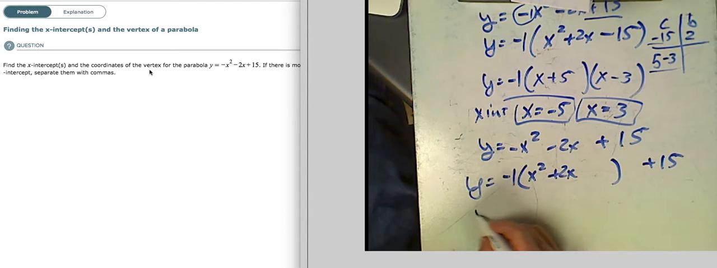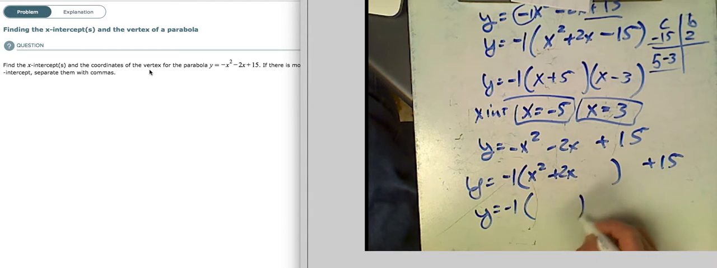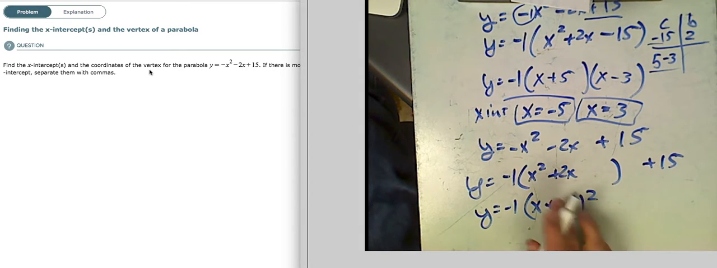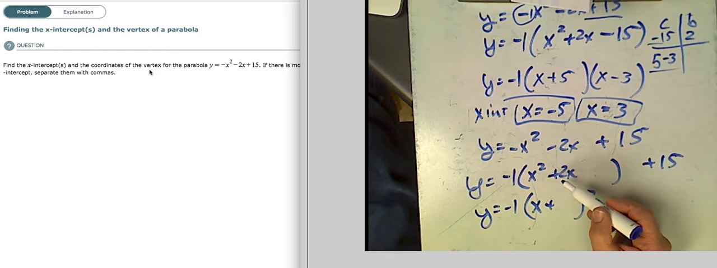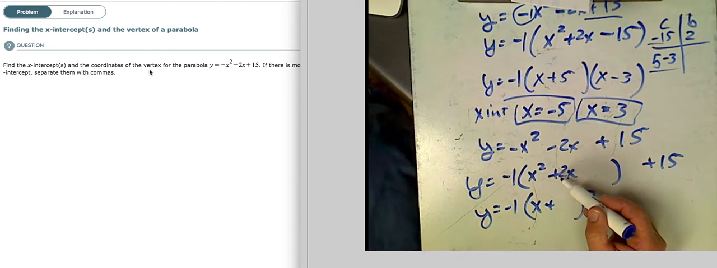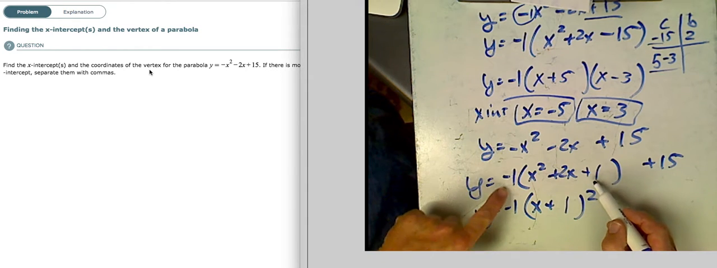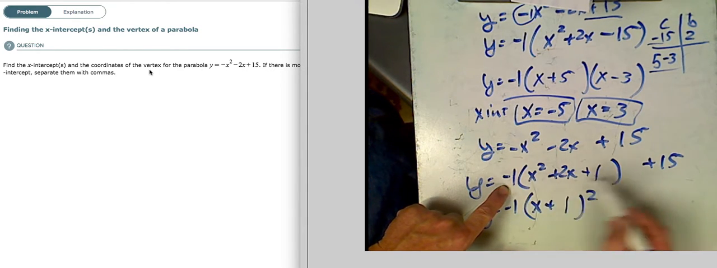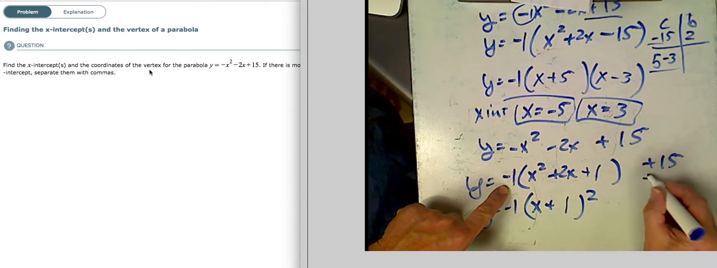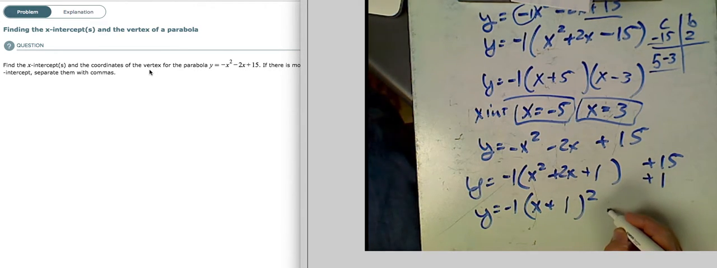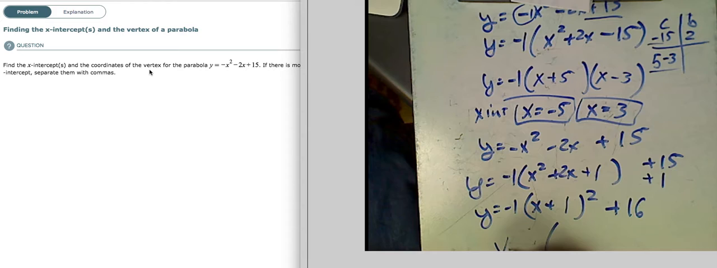Now remember that when I complete the square, I'm trying to rewrite this as a square of a binomial. This sign's always the same, and the second one's always going to be half of this. So half of 2 is 1. 1 squared is 1. I've actually added negative 1 to the equation, so I need to add positive 1 to the equation. And then I can add these together, and I see that my vertex lies at negative 1, positive 16.